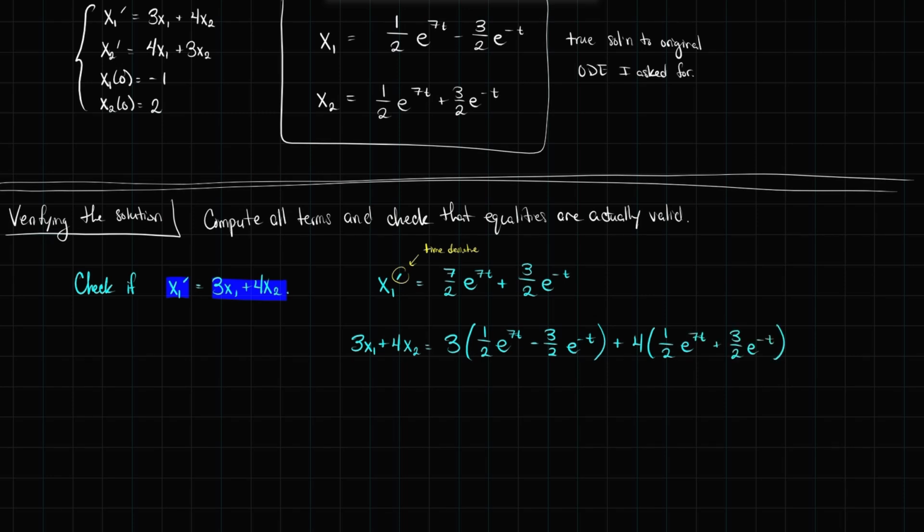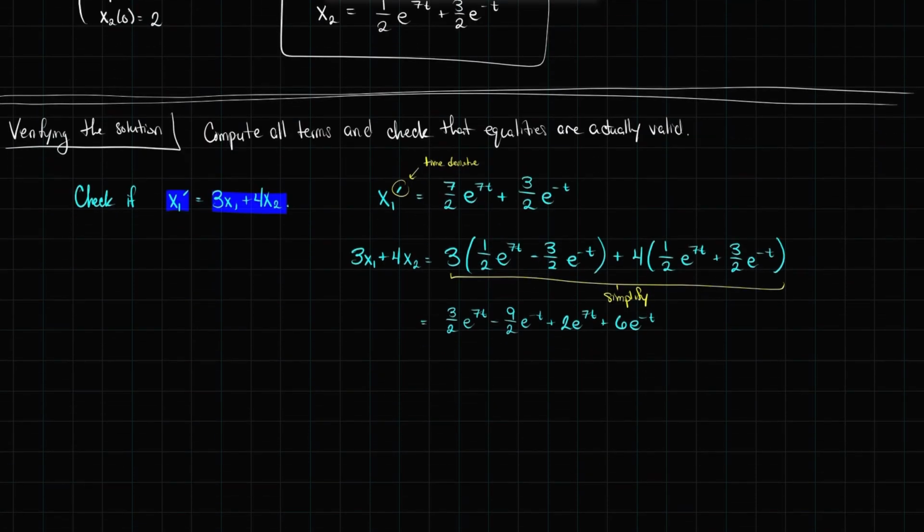And now I should go ahead and simplify. Going ahead and simplifying, I have 3/2 e to the 7t minus 9/2 e to the minus t plus 4/2 is just 2 e to the 7t plus 12/2 is just 6 e to the negative t. And then we need to go a little bit farther and simplify yet again. All terms of 7t, I've got 3/2 plus 2 is a total of 7/2 e to the 7t. And negative 9/2 plus 6 is 12/2, so I have a total of 3/2 of e to the minus t.